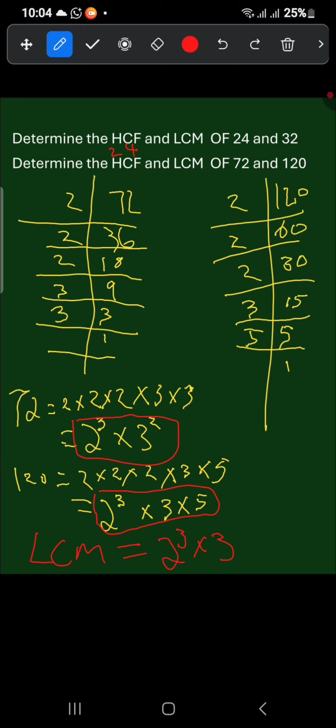But you must take the one with the higher exponent. What is the higher exponent? It is 2. Then you also take the number that is not appearing both sides, and that is 5. So the answer is 360. So that's what actually happens.